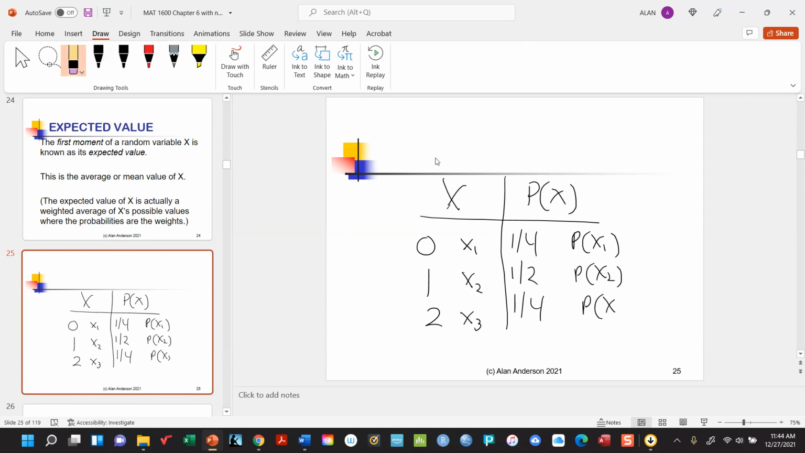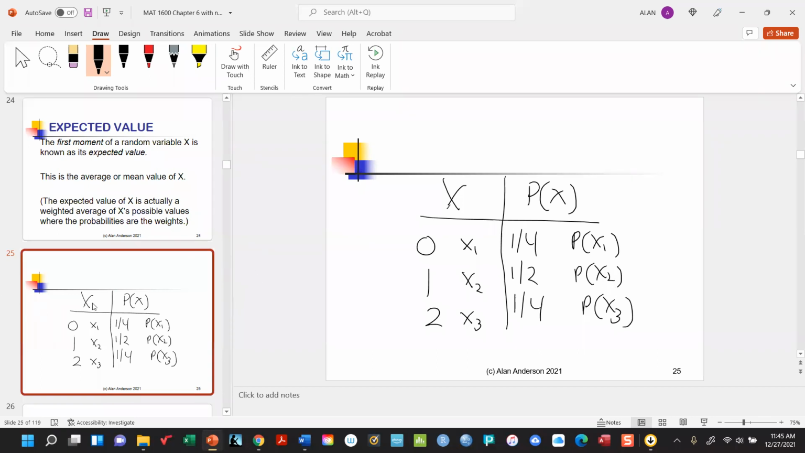Each possible value of x will have a subscript, so we can keep track of them. And then over here on the right-hand side, we have the corresponding probabilities. So when you see the formula, you'll see right away what we're doing, okay? So each possible value of x is associated with a subscript, in this case, 1, 2, and 3. And then we have the corresponding probabilities.